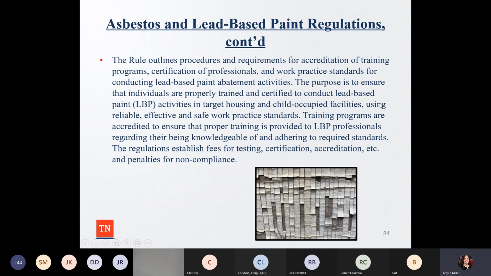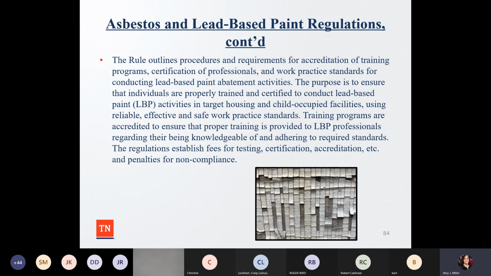So again, the rule outlines the procedures and requirements for accreditation of training programs, certification of professionals, and work practice standards for conducting lead-based paint abatement activities, because it's not something that you can just go in there with a paint scraper, go and get it off the wall, right? You can't do it that way. So there are some standards that have to be followed.